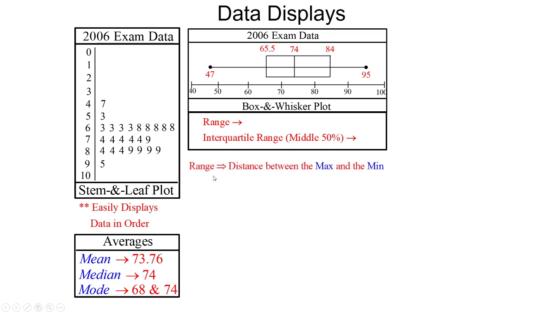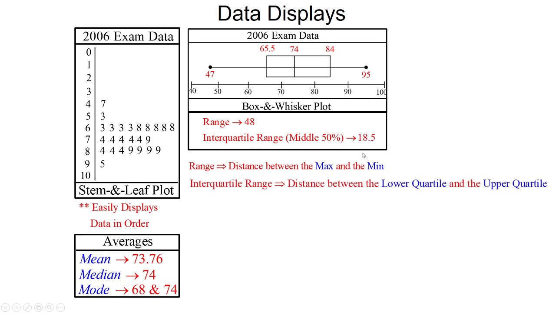All right, and here's what you do. Range is easy. The range of the data is nothing more than the distance between the max and the min. So the max is 95, the min is 47. Just go 95 minus 47, and you will get 48. Then the interquartile range, or the middle 50%, the range of the middle 50% of the data. Well, that would be the 84 is your extreme on the upper end, and the 65.5 is your extreme on the lower end, so you just go 84 minus 65.5. And that gave me an 18.5, and I did put both definitions there below for you.